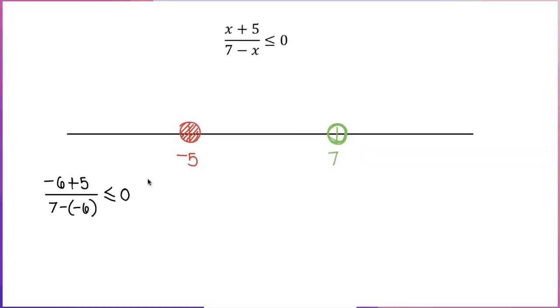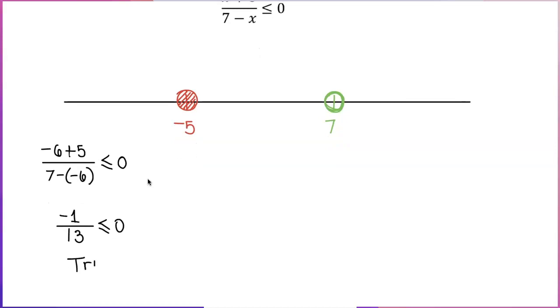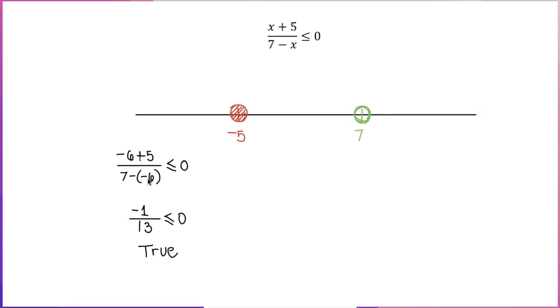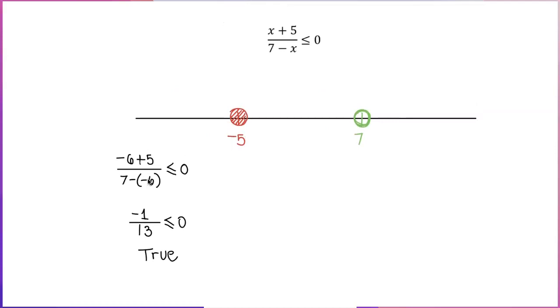Okay, so let's see. The numerator will be -1. But the denominator, 7 minus -6, turns into 7 plus 6. That's going to be 13. Now look, we got -1/13 is less than or equal to 0. Is that true or false? That is true. So when you plug a number into the inequality and you get a true statement, we know that this is the answer interval. So I'm going to mark this as the answer. The interval to the left of -5 is going to be the solution.